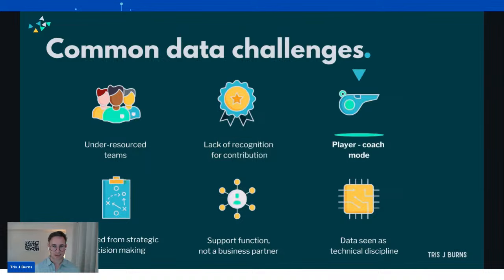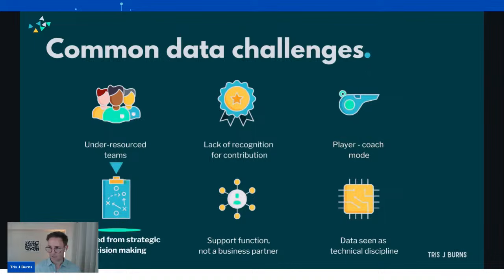Many data leaders find themselves in what I would call a player-coach mode, not to be confused with coaching. Player-coach mode is where you're both the manager of the team representing the data capability at a strategic level, but you're also involved very much in the day-to-day of things. You're on the field and you're directing play. So it's a difficult place to be being a player coach.